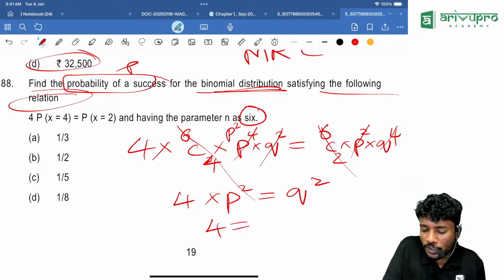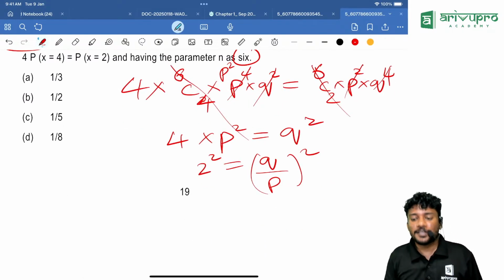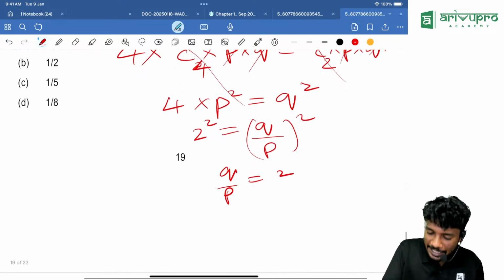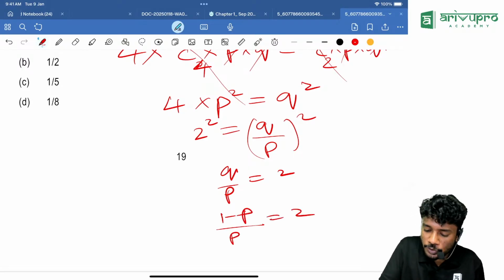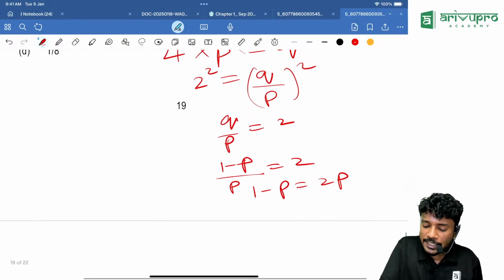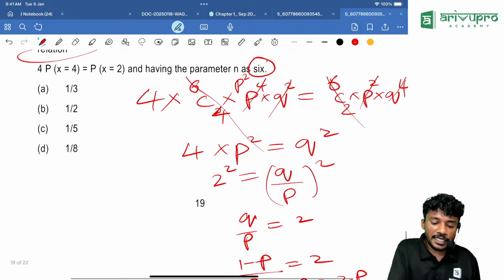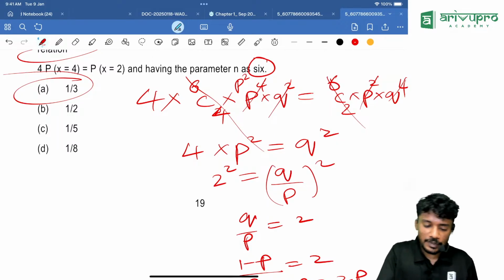Can I write it? 4 is equal to q by p the whole square. Instead of 4, can I write it as 2 square? That means q by p is how much? 2. Then q is what? 1 minus p divided by p is equal to 2. From this, 1 minus p is equal to 2p. That is equal to 1 is equal to 3p. p is equal to 1 by 3. Option A is our answer. Next one.